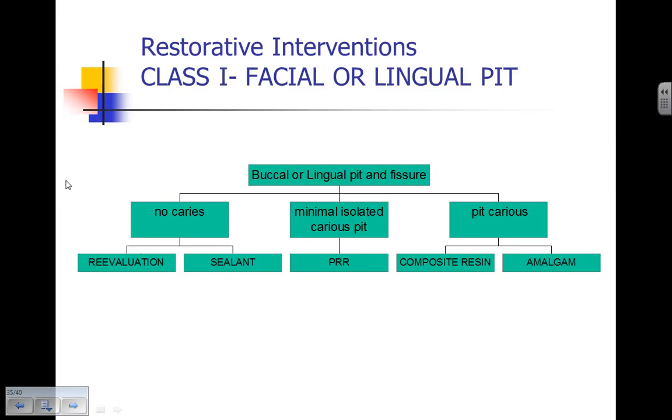What about the class 1, the facial or lingual pit, the buccal pit? Do we need a restorative intervention? And if you look, our decision making is very similar. With no caries, we consider reevaluation or a sealant, although sealants are perhaps not as well indicated for posterior lingual fissures or buccal pits. For that minimally isolated carious pit, we're going to do a preventive resin restoration with a flowable composite. As the pit becomes more extensively carious, we're going to go with a conventional composite resin or amalgam restoration.